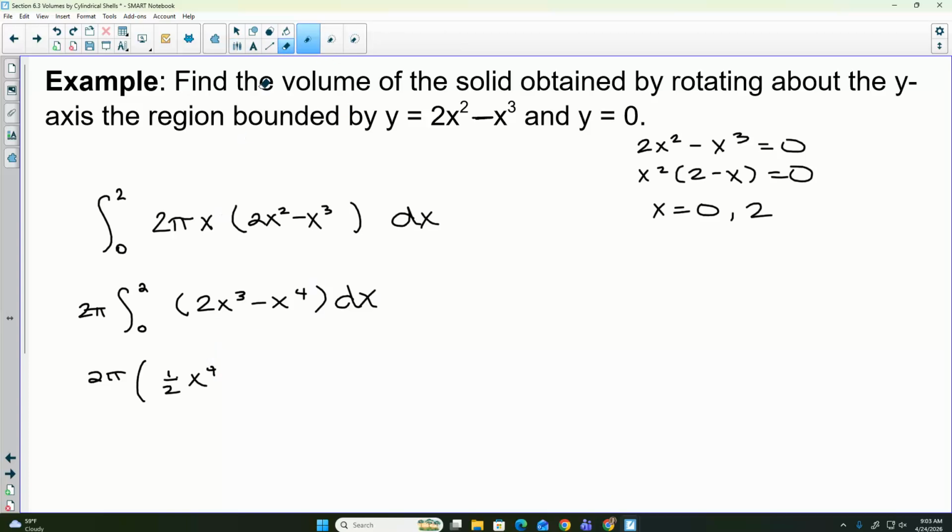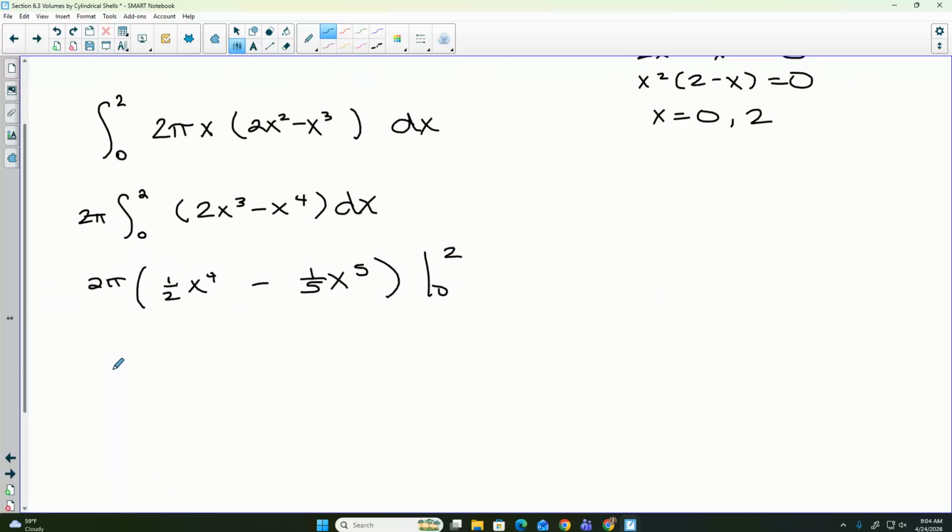Minus the antiderivative of x to the 4th, and we are evaluating from 0 to 2. So put in 2 to the 4th is 16 times the half is 8, and this 32 over 5. So put in 0, I get 0. 40 minus 32 would be 8/5 times 2 pi, so 16 pi.